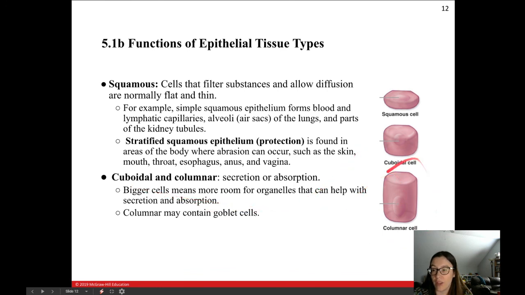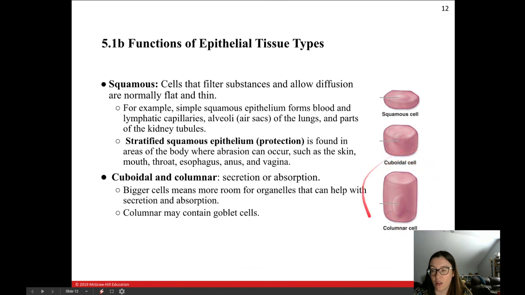And then we have columnar and cuboidal cells. These are usually going to be more for secretion or absorption. So bigger cells mean there's more room for organelles that can help with secretion and absorption. So usually our glandular cells that make up our epithelium or make up our glands are going to be cuboidal or maybe low columnar.